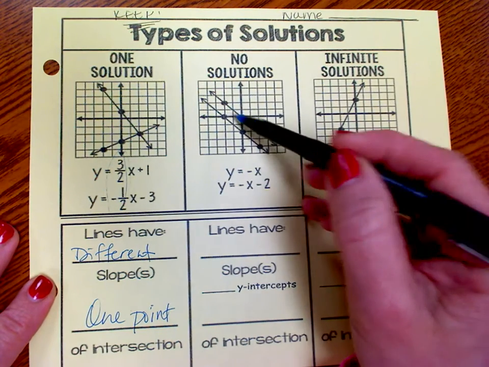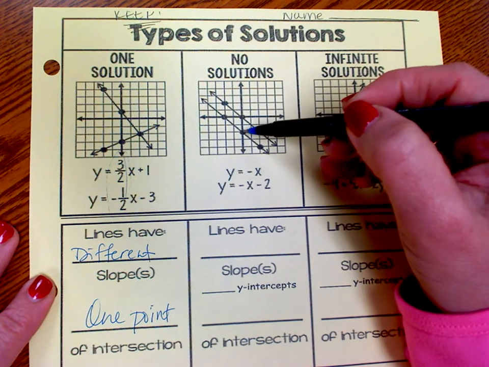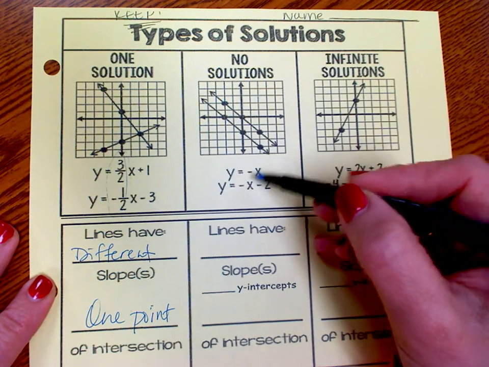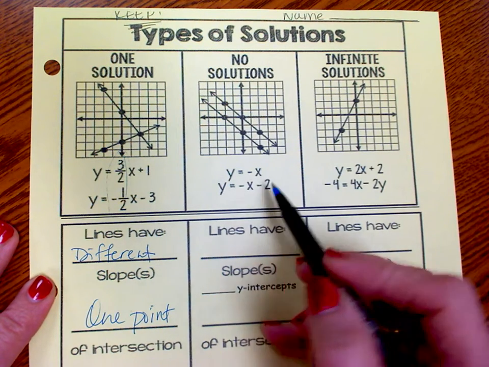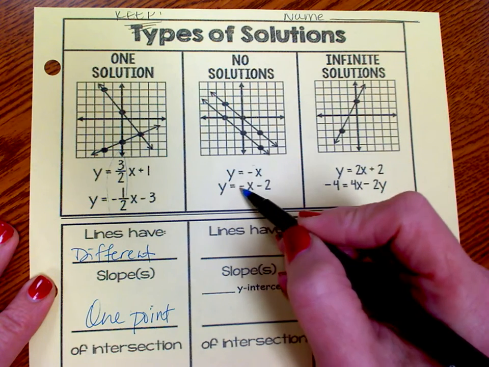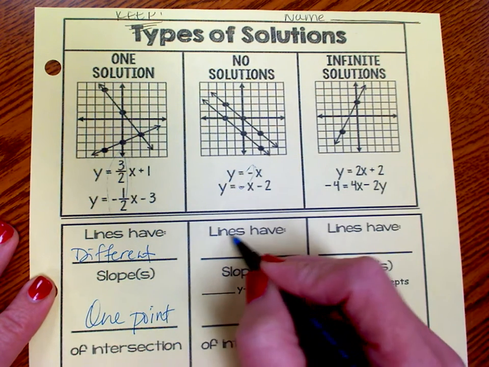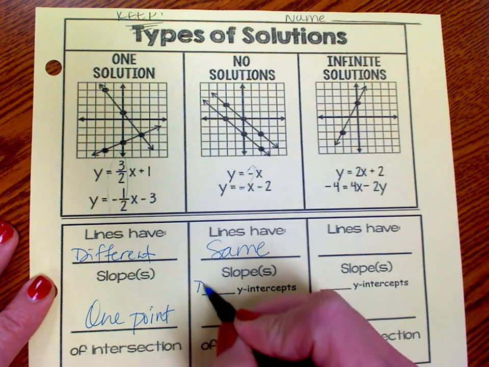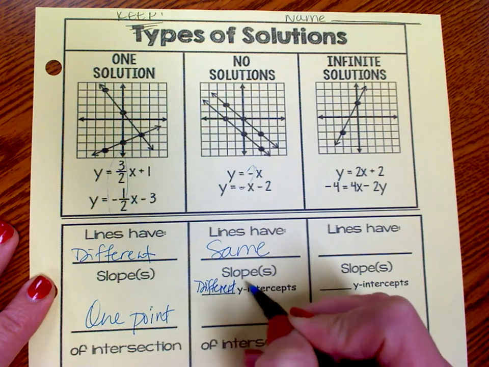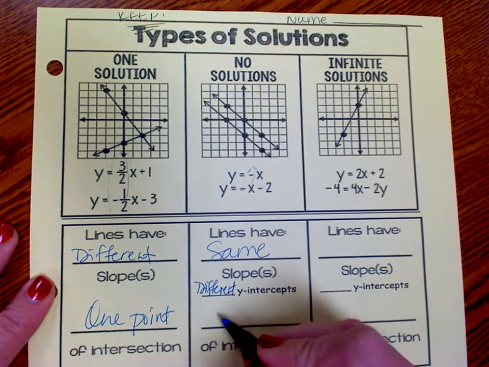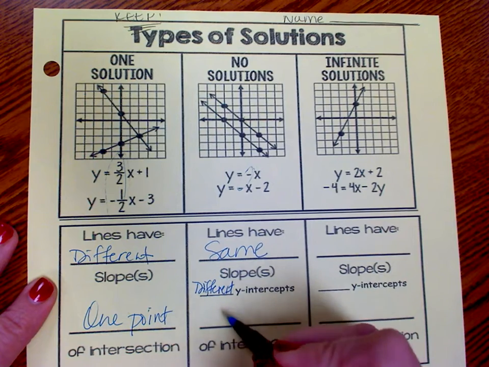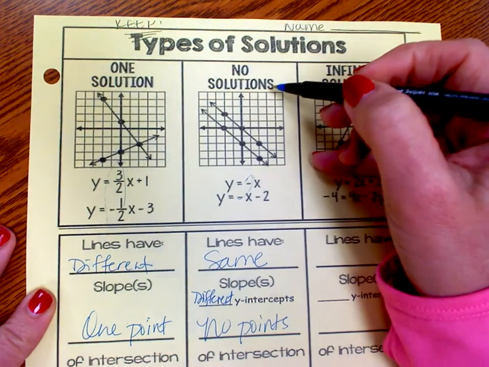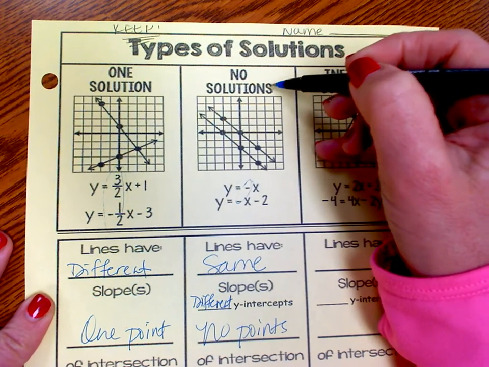Then look at the no solution. What do you notice? First of all, they never cross. So in order to do that, they have the rise or the run at the exact same rate. Their y-intercepts are different here, but look at their slopes. So you have y equals negative x and y equals negative x minus 2. Your slope is what in each of those? It's a negative 1. So they have the same slope, but they need a different y-intercept. If that happens, they have no common points of intersection. So no points of intersection means it's a no solution. So if that happens, your answer is no solution.